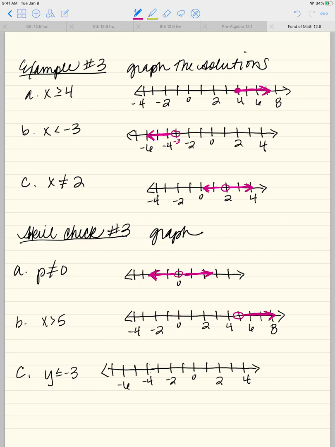And the last one, C, y is less than or equal to -3. So y, find -3. Y can be -3, so it's a closed circle. It can be -3, or it's less than -3. Numbers that are less than move to the left. So my arrow goes to the left of -3 from my closed circle at -3.